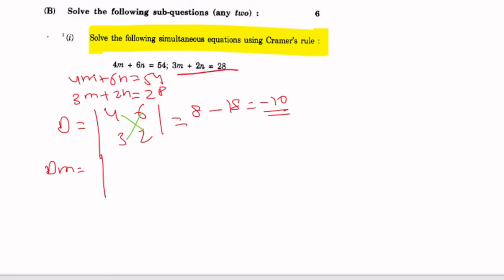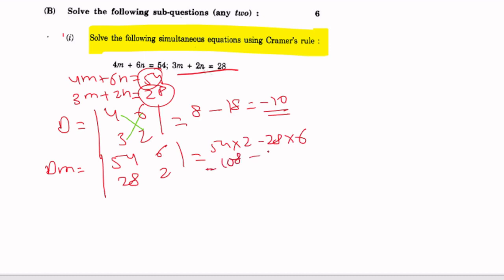Simply you have to replace your m variable with the right side constants. So in place of 4 and 3, it will be 54 and 28, and n should remain as it is. Again do cross multiply, so 54 into 2 minus 28 into 6. This will be 108, and this is nothing but 168. And after subtracting, you will get minus 60. Similarly, you can get dn.